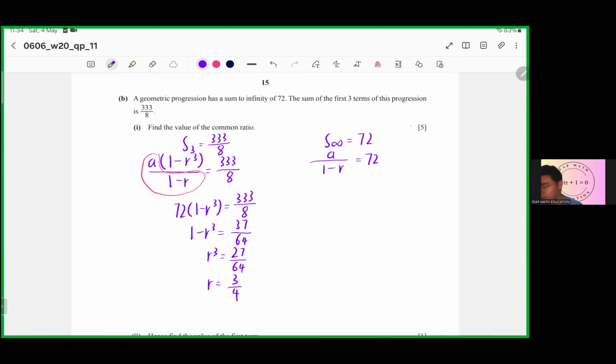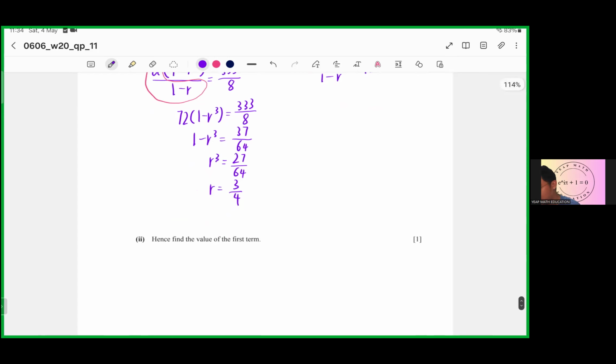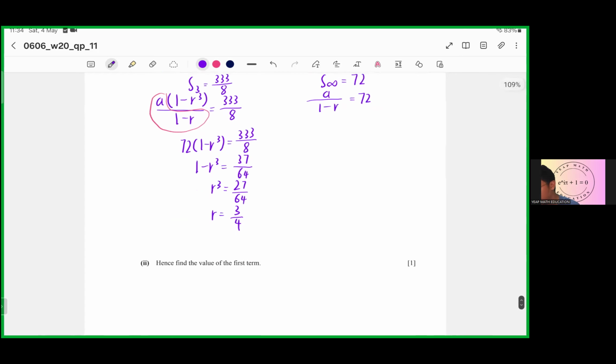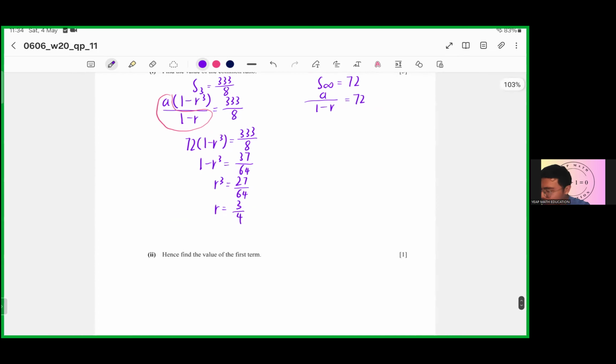Okay, after that, we see the next question. Hence find the value of the first term. It's very easy, because we already got the common ratio. So we just put A over 1 minus 3 over 4 equals 72. So A is actually your answer. So A equals 72 times 1 minus 3 over 4, so A equals 18 here.